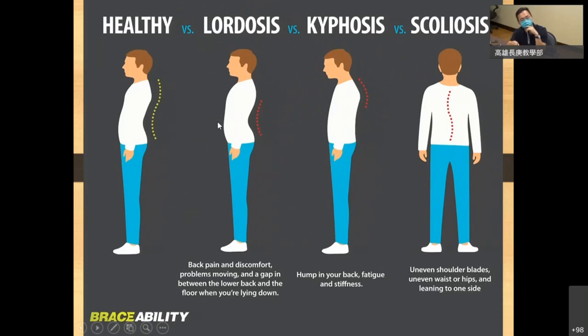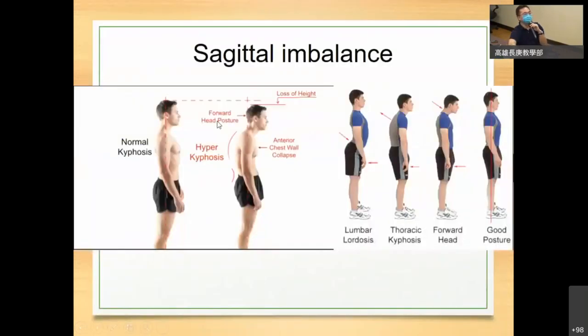And another is scoliosis. Scoliosis is described in the coronal plane. That means if we see the coronal plane, the spine is not in a straight line, it's a curve. Okay, I will introduce it later. If your sagittal view is not in good alignment, we say this is a sagittal imbalance, okay?